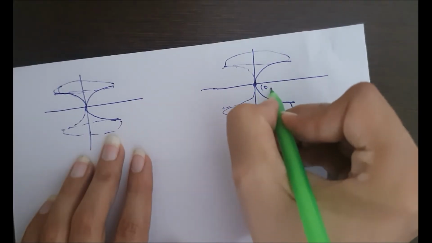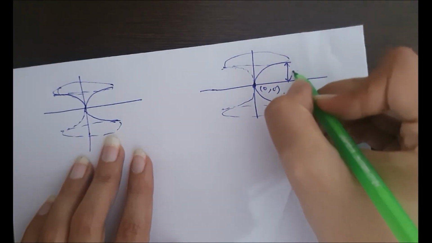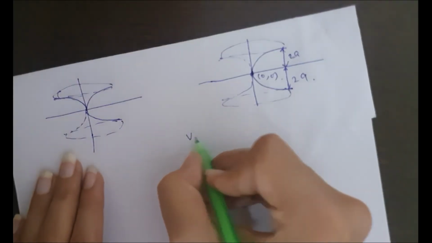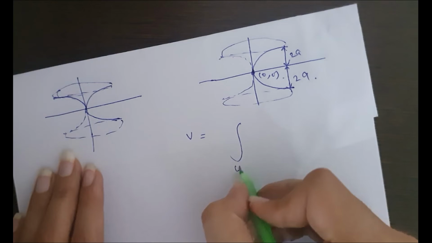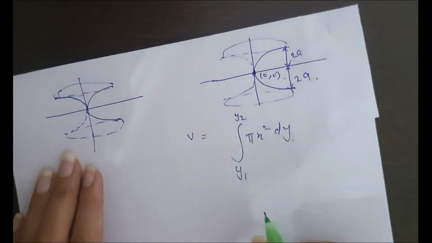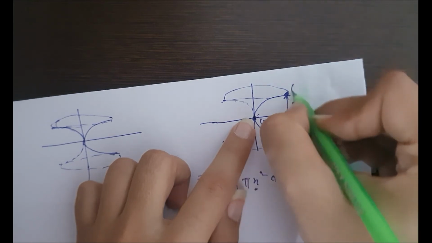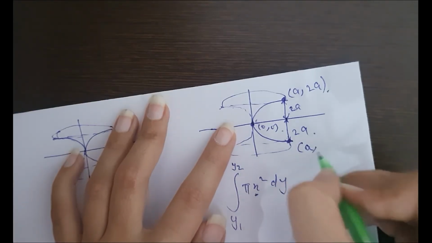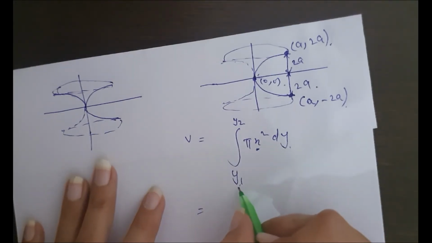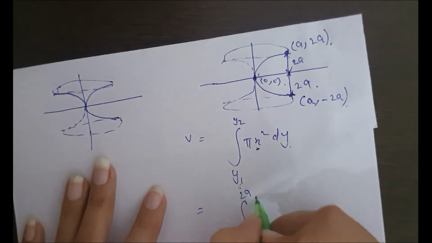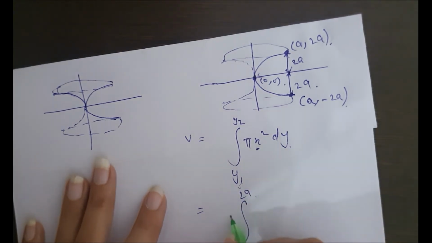So this is 0, 0. This is 4a. So this is 2a and this is 2a. So its volume about the y-axis is the integral from y1 to y2 of pi x square dy. This point is a comma 2a. This point will be a comma minus 2a. So the limits are from y1 to y2. This can be minus 2a to 2a, or 0 to 2a and twice.